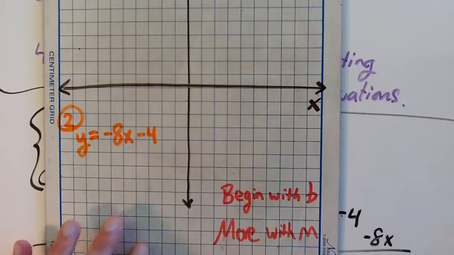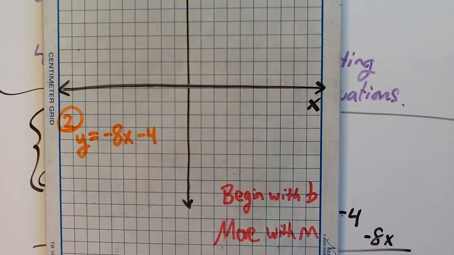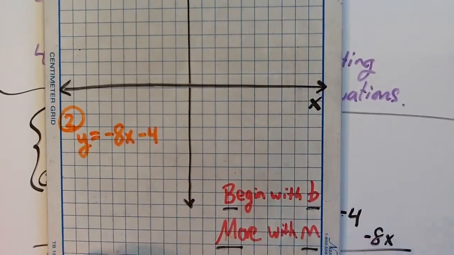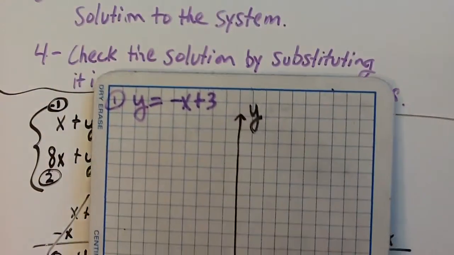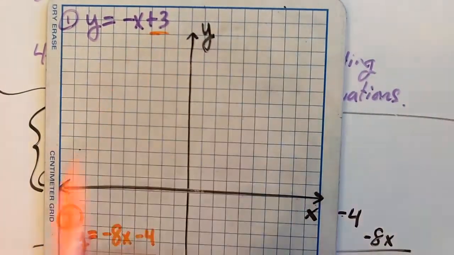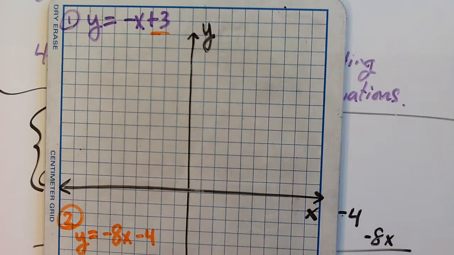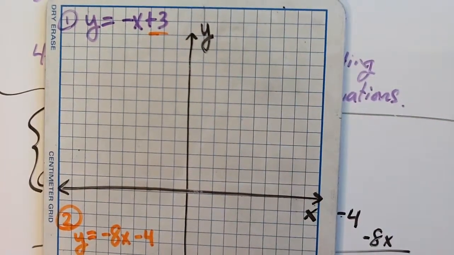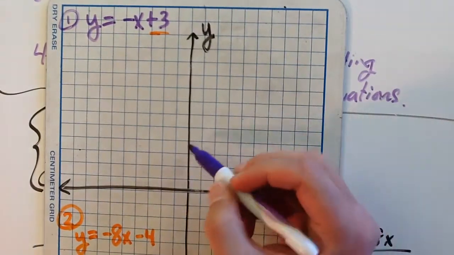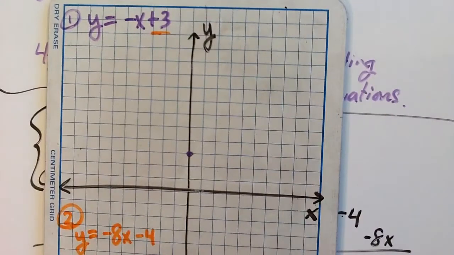Now remember, when graphing, you always begin with b, begin with the y-intercept, and then move with m, with the slope. So look at our first equation, which is negative x plus 3. What is the b? What is the y-intercept? Well, the b is this number, 3. That's where I'm going to begin, at positive 3. Remember, that's on the y-axis, the up and down line. The y-intercept tells us where that line crosses the y-axis, which is 1, 2, 3. It crosses the y-axis right there.